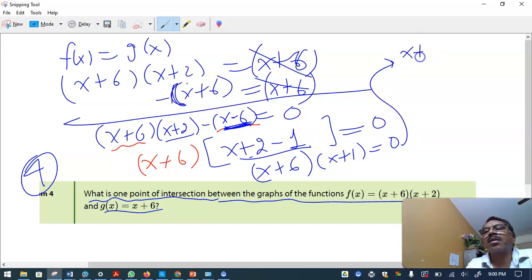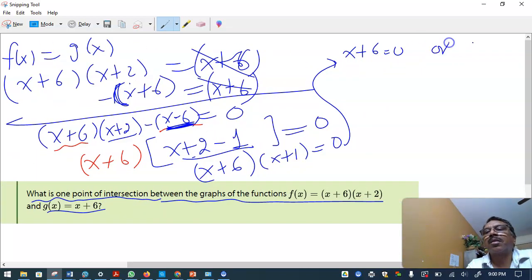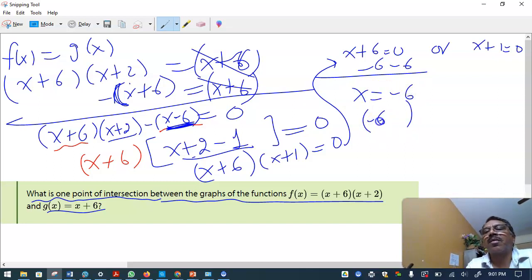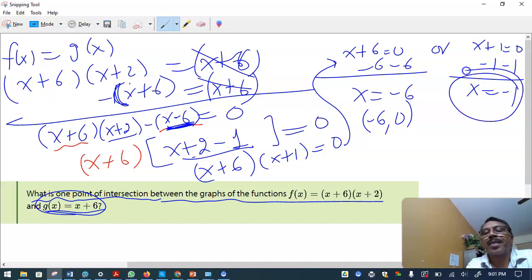property and say, hey, either x plus 6 is 0 or the second parenthesis has to be 0. And you can see you just subtract 6, you get x is minus 6. So that means minus 6 is common. So if you put x equals minus 6 and plug it in here, it has to become 0, right? So that's 1, 0. And the other one you subtract 1 and get x equals minus 1.